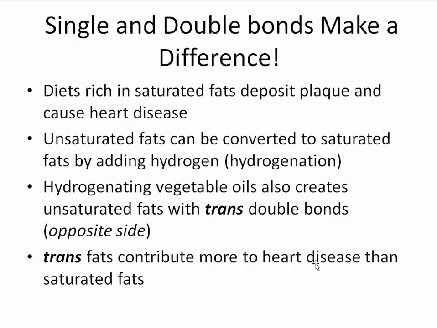So if we eat diets rich in saturated fats, there is a small problem because they deposit plaque and can cause heart disease. Whereas if our diets have more unsaturated fats, that's a little bit better. We can convert an unsaturated fat to a saturated fat by adding hydrogen. And so sometimes you can find in the grocery stores hydrogenated fats, but they also create unsaturated fats with trans double bonds, not cis, but trans, and those are actually really bad for us because they contribute more to heart disease than saturated fats. Though at the time it seems like a good idea when you buy it because it says, you know, we can't digest it, so hey, we're not going to get fat. But we will get sick.